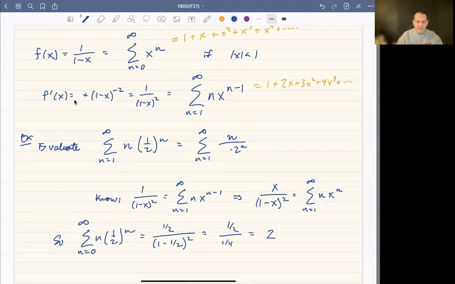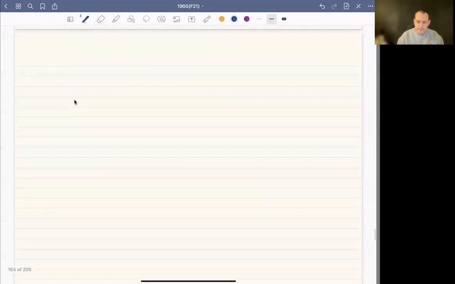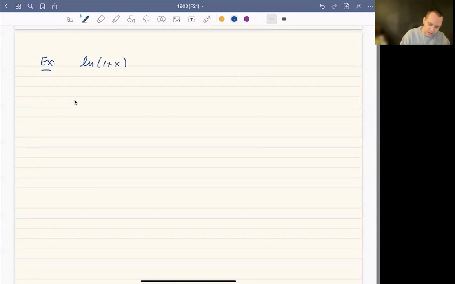One last application of this, and I want to do possibly 2 examples, but just one last application is that there's now some functions that are not too far from geometric series that we can write as power series. So for example, let's start with the natural log of 1 plus x. And I want to write this as a power series.